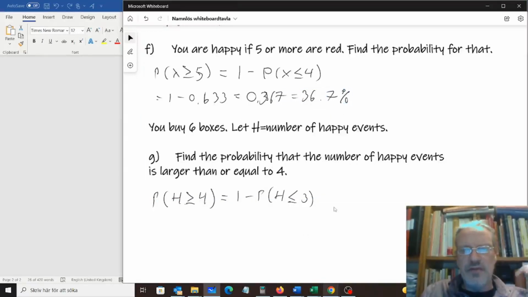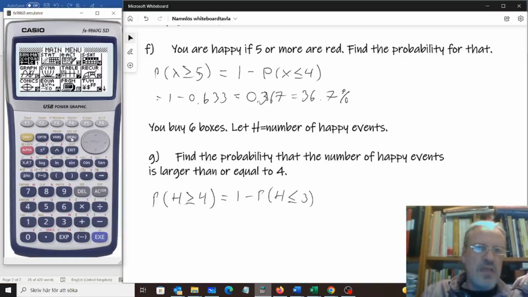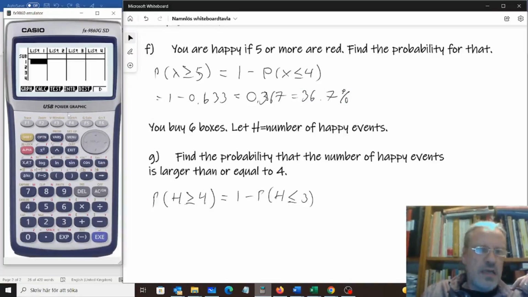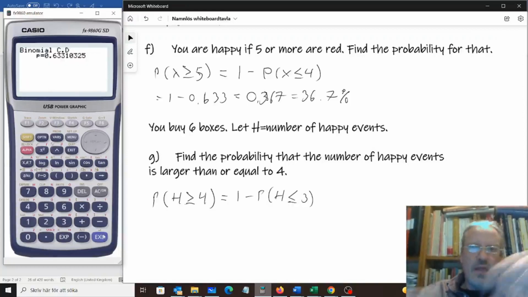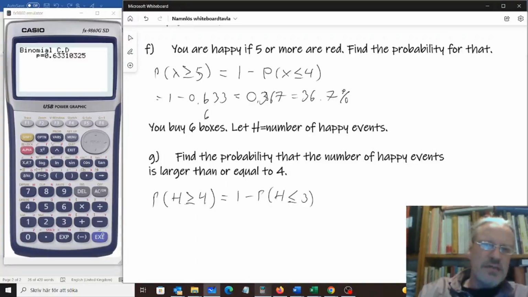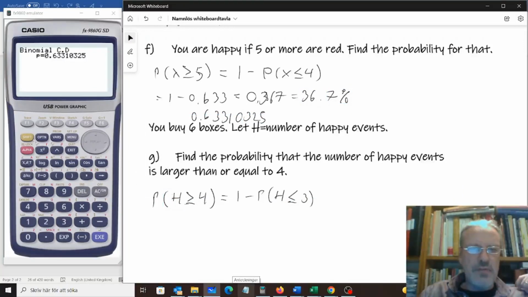I don't know if 3 significant figures is okay for this. So I would probably store more than 3 or keep more than 3. So we can actually go in here, menu, stat, and distribution, binomial. We have the cumulative, and we calculate this thing again, and we write down that with a little bit more digits. So that would be 0.63310325.